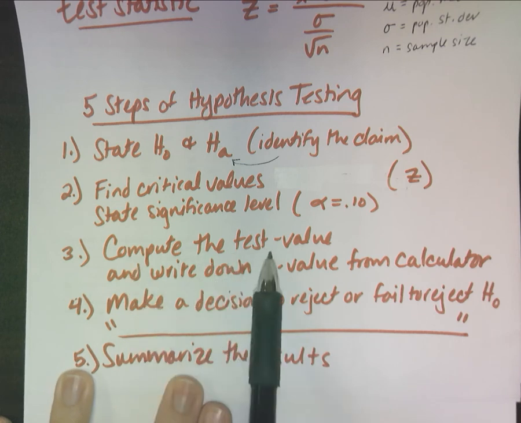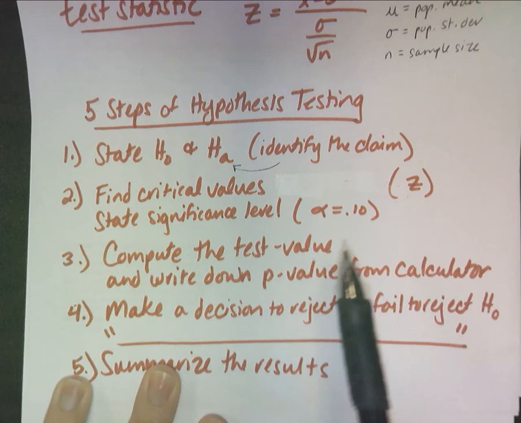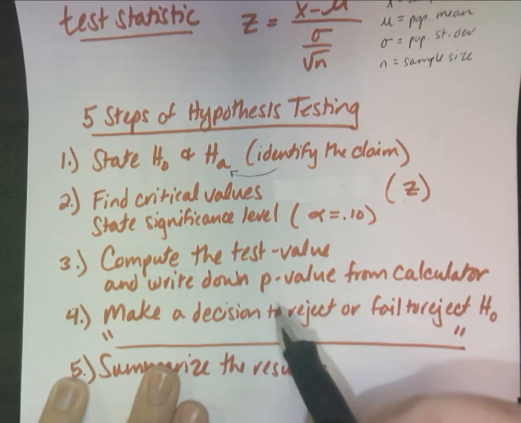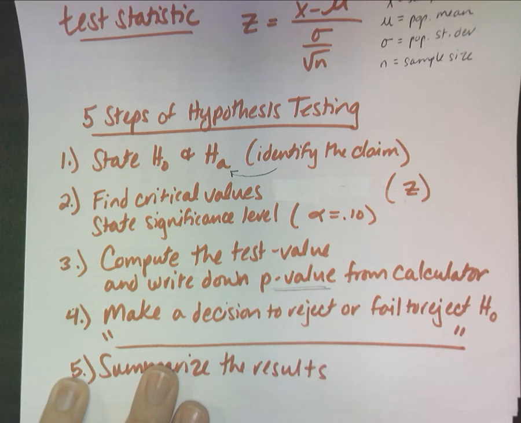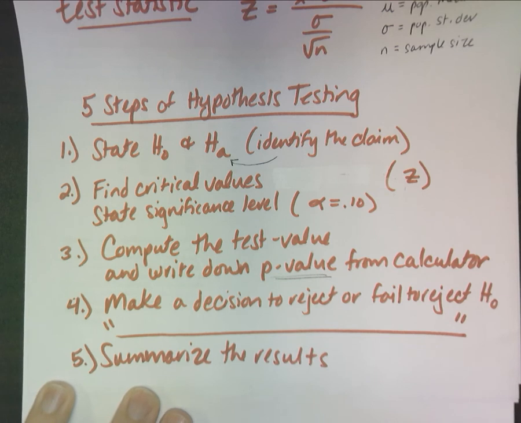Next, we compute the test value and write down a p-value. So we're going to compute this test statistic, but we're also going to write down this p-value from our calculator. That p-value is very important, because it's actually going to help us make a decision to reject or fail to reject. And there's a little phrase that I'm going to write down, and I hate to write it down. We're a Christian school, but this is actually how most people remember it.